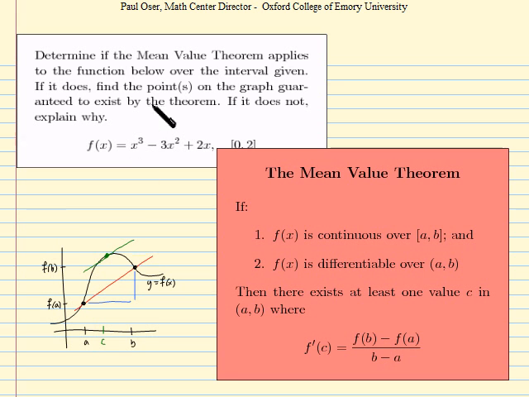But getting back to our problem, we need to determine if the mean value theorem applies to the function below. How do I tell that? Well, I need to look at these conditions. This right here is the hypothesis of this theorem. If these conditions hold, then you can conclude something by the mean value theorem. So I need to know that f of x is continuous over that closed interval, and I need to know that f of x is differentiable over that open interval.